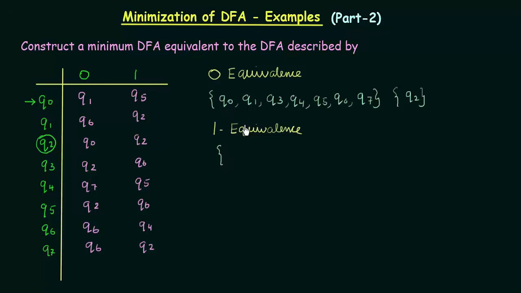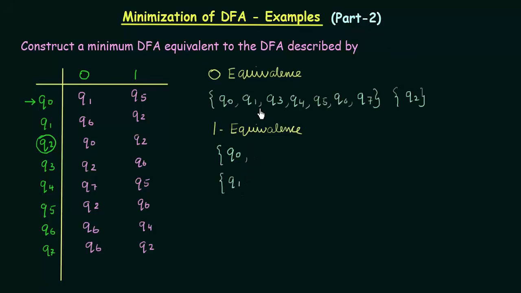Let me check Q0 and Q1. Q0 and Q1, on getting input 0, they go to Q1 and Q6. Q1 and Q6 fall in the same set, so it is fine. And on getting input 1, where do they go? They go to Q5 and Q2. Q5 is in this set, but Q2 is in another set, so they cannot be 1 equivalent to each other. Q0 and Q1 cannot be 1 equivalent, so I'll make a separate set for Q1 over here.